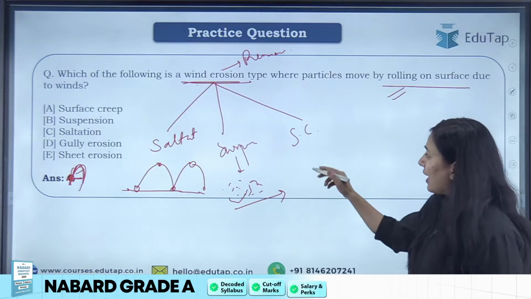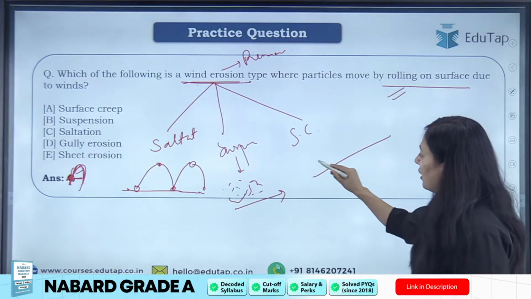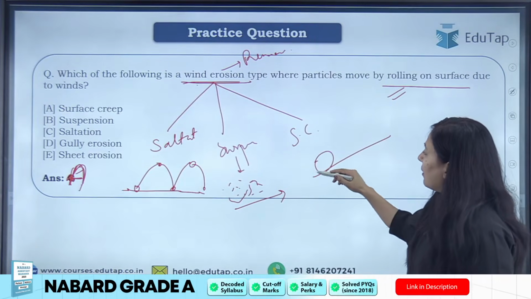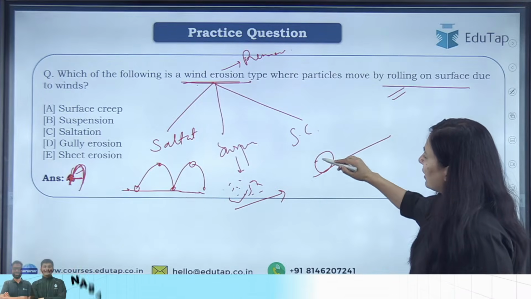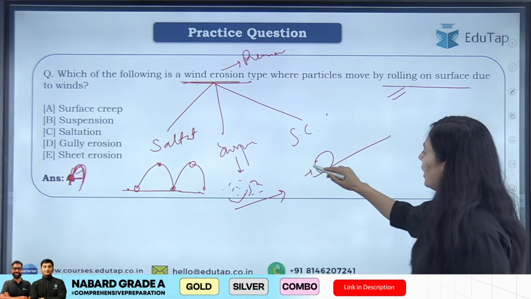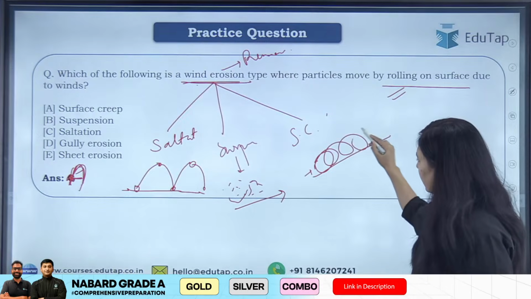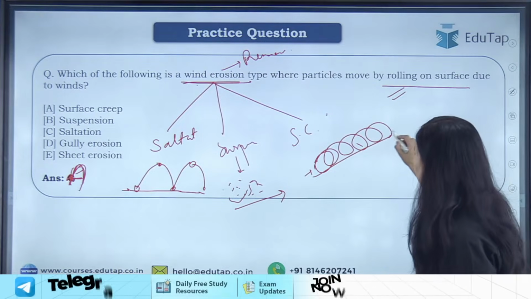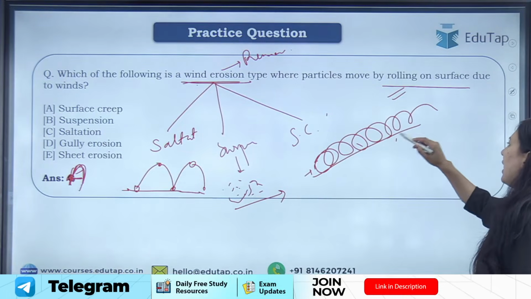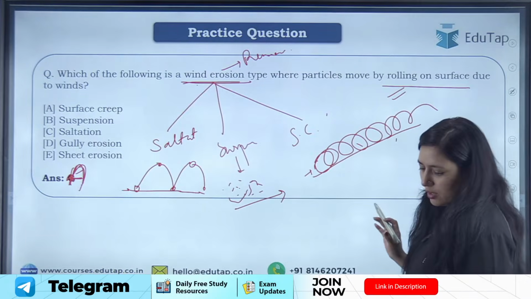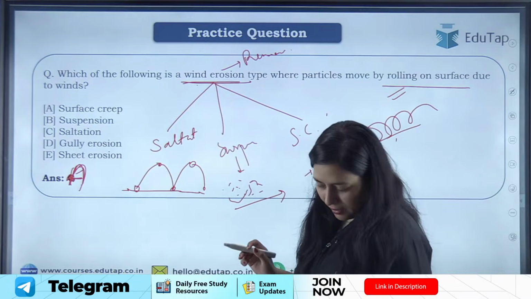saltation. And the soil particle which are of very big size, उसके लिए the wind is not enough to lift it. So what it will do, it will roll it. ठीक है, this soil particle will roll over the soil surface and it will get transported from one place to another place. Clear? Very good.